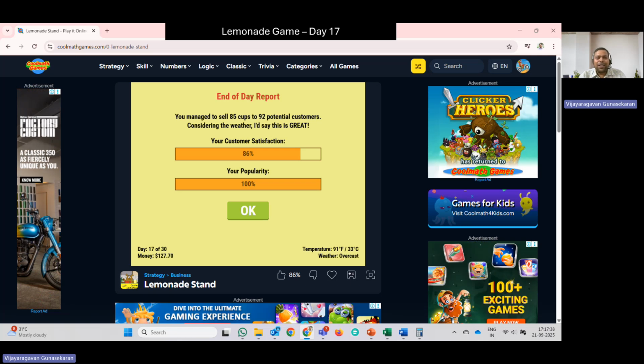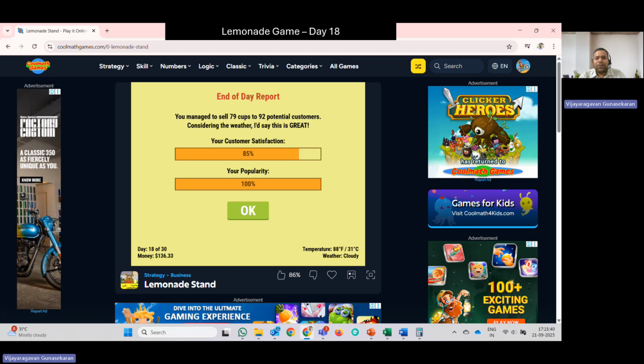So day 17, very similar, a 33-degree temperature. It's hot weather, so considering that, I maintained a price per cup of 40 cents, and I was able to achieve a greater percentage, like 85 out of 92 potential customers. I was able to cover that considering the customer satisfaction index and the popularity of the game, basically the business simulation.